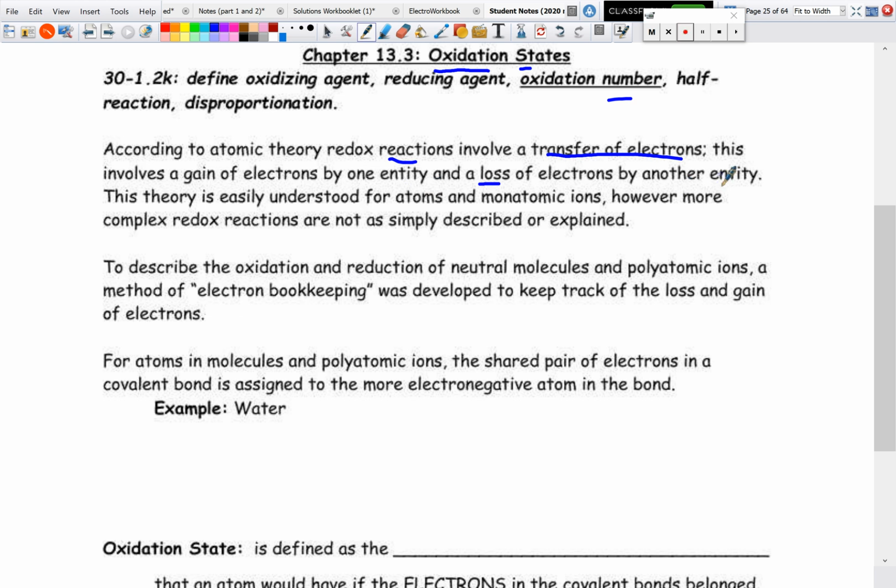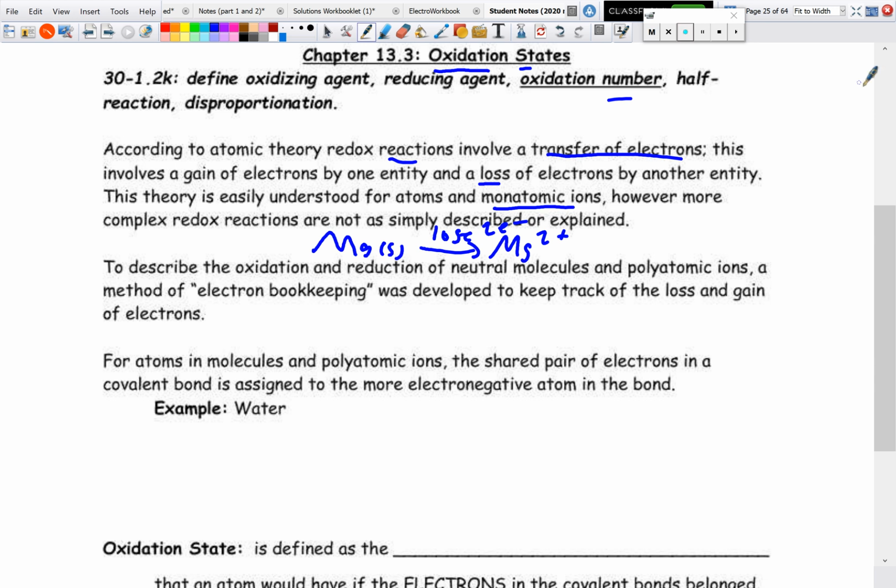And this is easy to understand when we do a lot of monoatomic ions. For example, when we have magnesium solid going to magnesium 2+, we can easily tell it loses 2 electrons to do that. And of course, it needs to actually come in contact with something in order to do this.